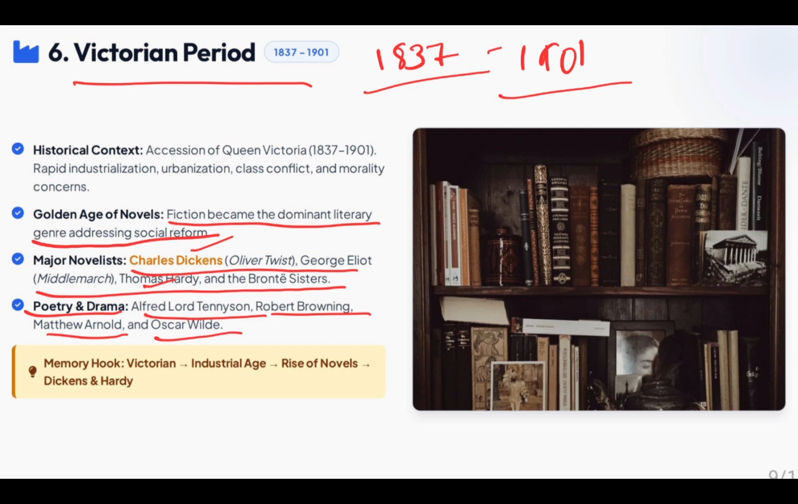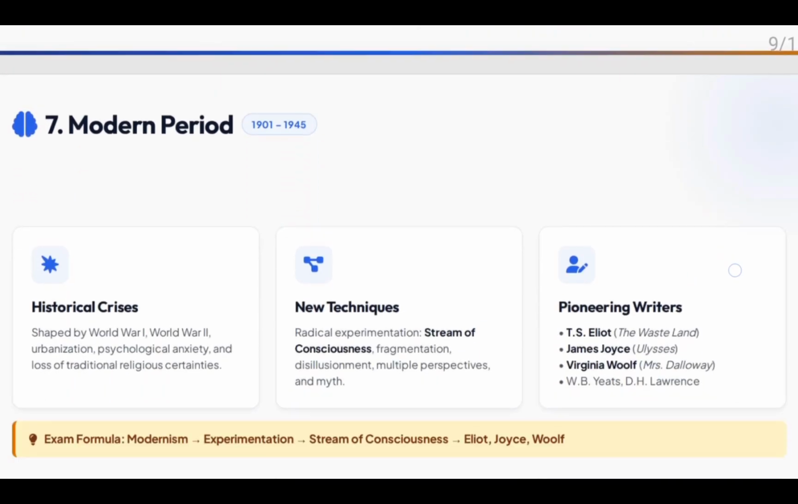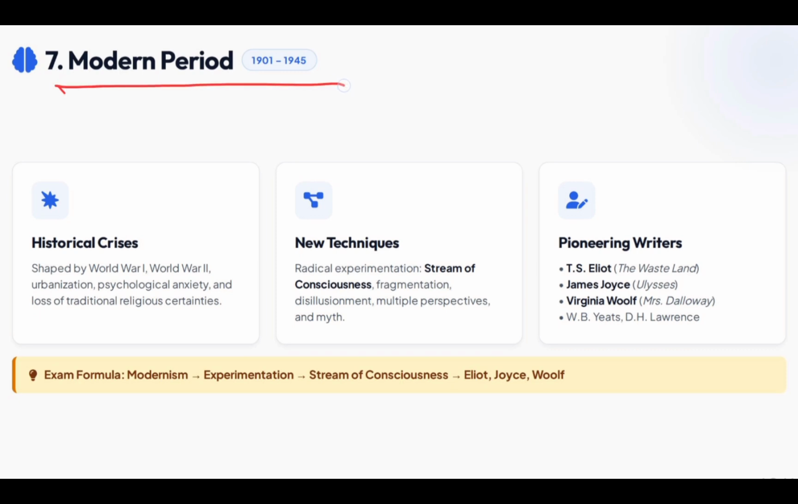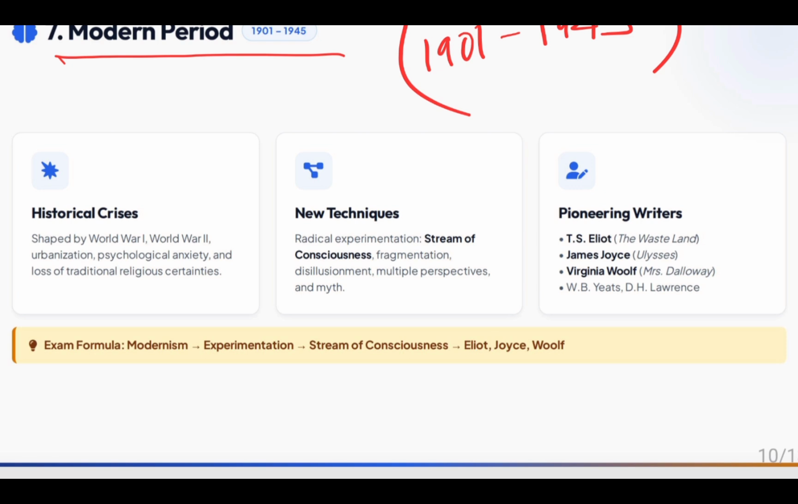And then after the Victorian period, we come to the modern period, from 1901 to 1945. After the Victorian period, we enter the modern period. Modern literature reflects the uncertainties and crises of the 20th century and important events that were happening at that time: World War I, World War II, industrial and technological development, changing social values, decline of traditional beliefs.